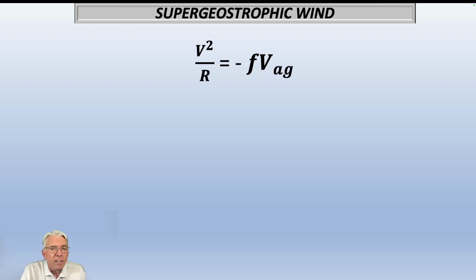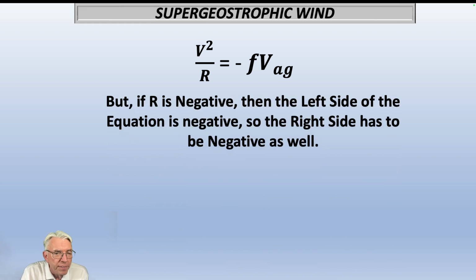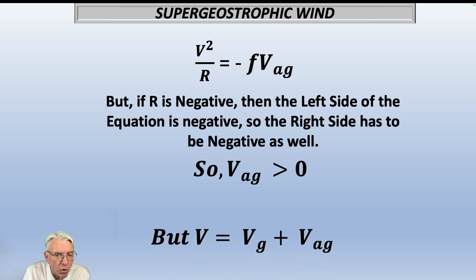Now, here's the same equation again, but this time around the high pressure area, R is negative. So that means the left side of the equation is going to be negative, so the right side has to be negative as well. Well, we've already got a minus sign there, right? So we don't need any more minus signs. And so that means that the ageostrophic wind, V_ag, has got to be positive, okay? Because if we had a negative, negative would make plus, and that wouldn't match the left side of the equation. So the ageostrophic wind, in this case, is going to be greater than 0.